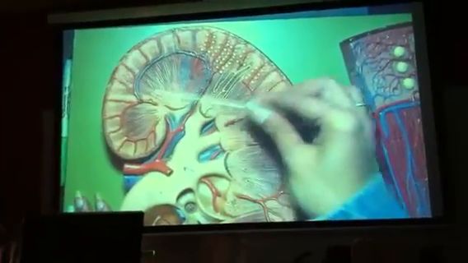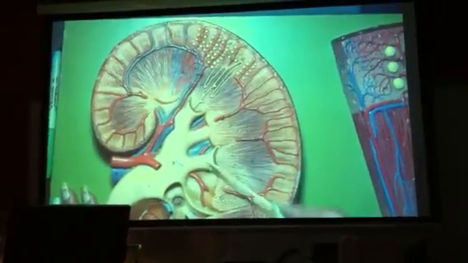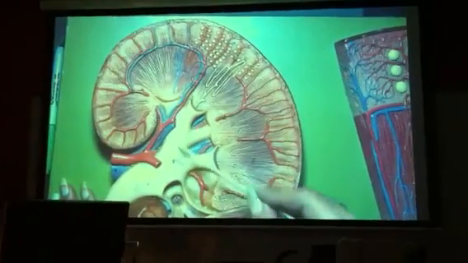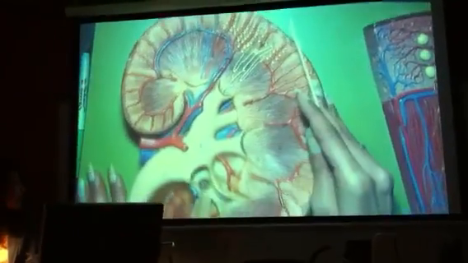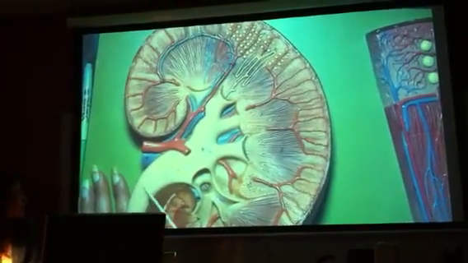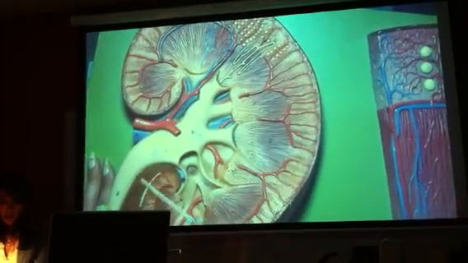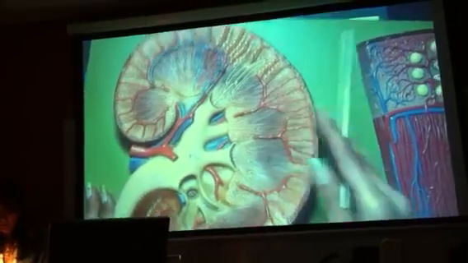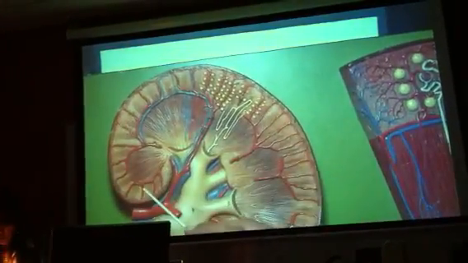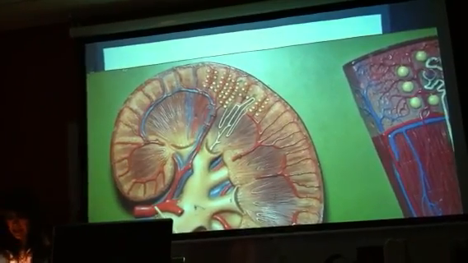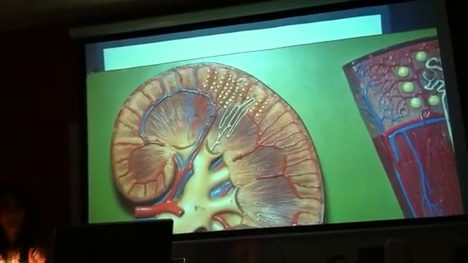The medulla and the minor calyces, the major calyces, the ureter, the renal capsule, okay?